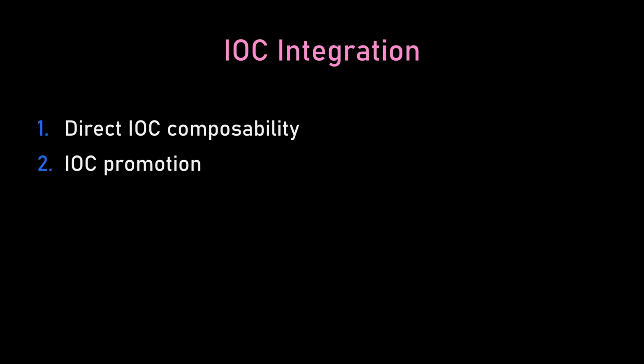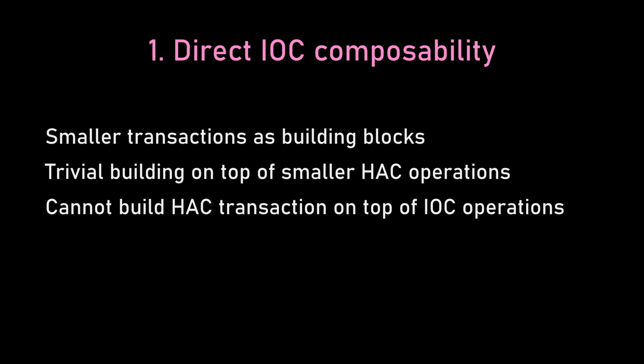Next, let's look at the narrow feasibility of two different solutions to IOC integration. So solution 1 is looking at the narrow scope of direct IOC composability. Solution 2, on the other hand, will be considering the idea of IOC promotion. So let's begin with solution 1. So recall that in our goal for transaction composition, we would like to use smaller transactions as building blocks for larger transactions. Notice that it is trivial to compose a larger HAC transaction from multiple HAC operations across separate systems by taking advantage of multi-phase commits.